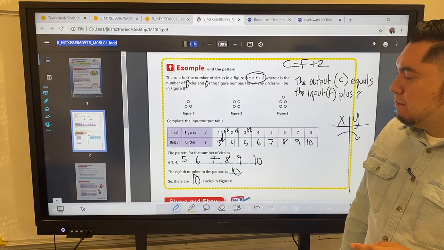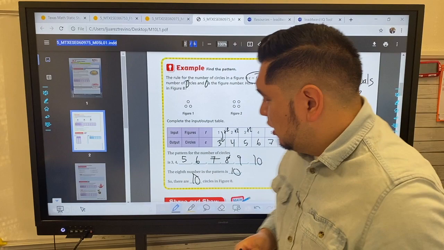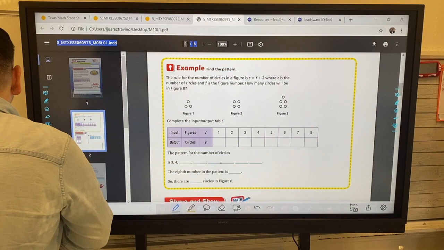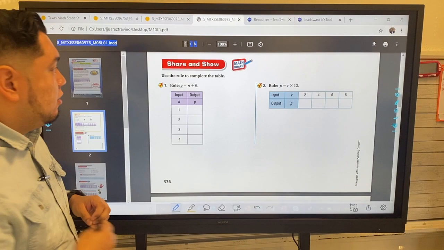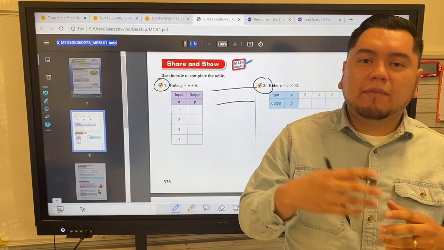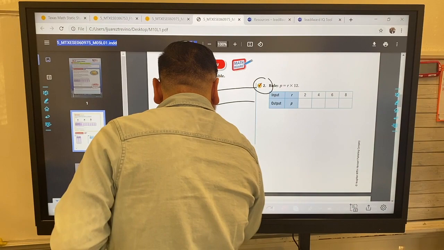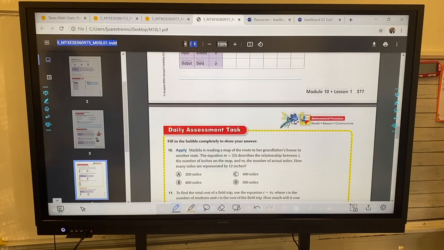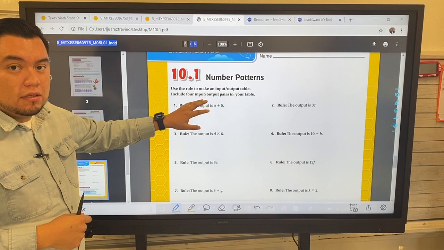Estamos? I'm going to let you practice on your own. Let me go ahead and clear this up. Go ahead and work on the share and show. Okay, remember to always write the sentence. The output equals the input, either plus or times, and you go on from there. Okay, work on these two problems. If you finish those, just continue working on this lesson until you get to 10.1, okay? And then after that, you're going to have your DOL on online learning, okay?